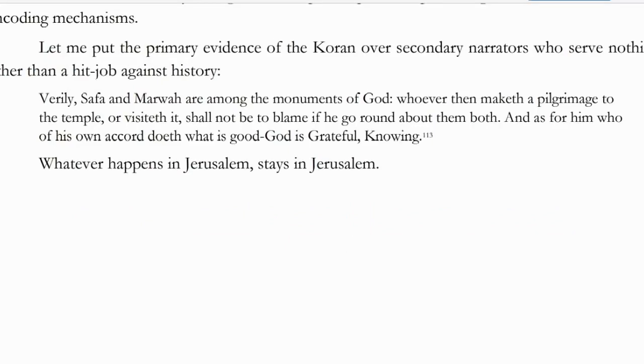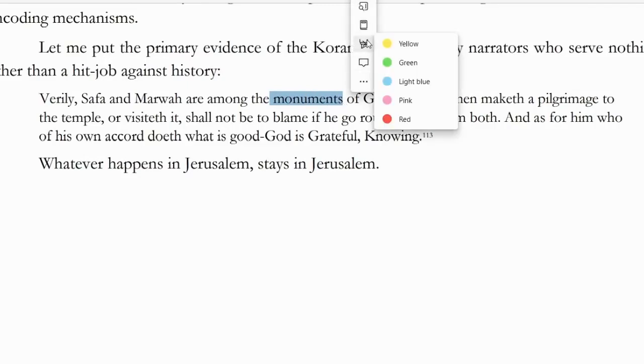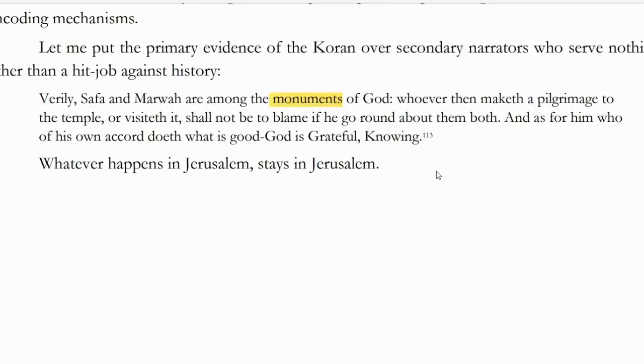Now, what's interesting, and I have to admit, I didn't notice this, it's a significant thing, and actually I'm going to highlight it here now, is the word monuments. Okay. Now, why is that important? Well, we know that there was a mount called Marwa in Jerusalem. We know there's a mount called Safa, but they're not monuments. It takes a bit of twisting to say that they're monuments.